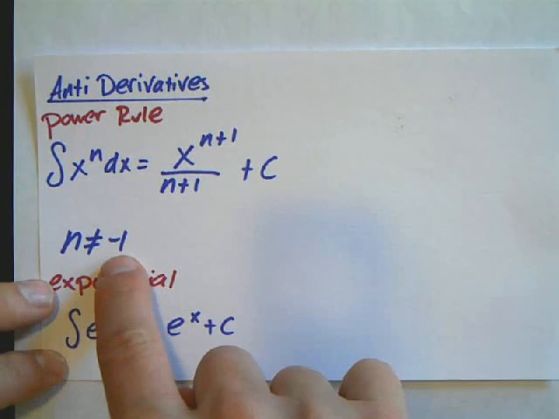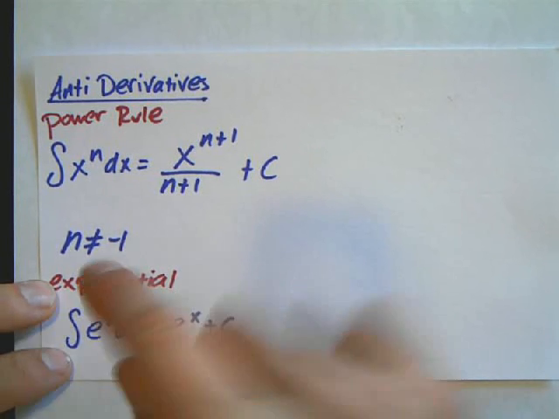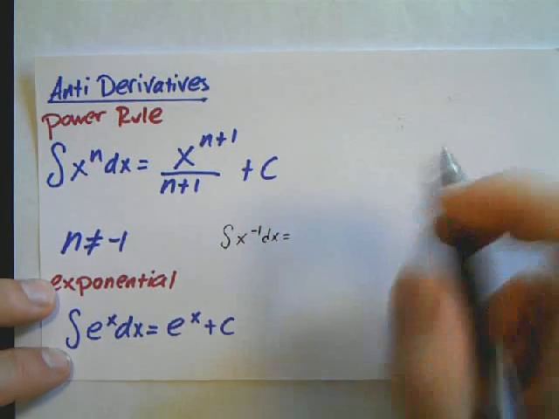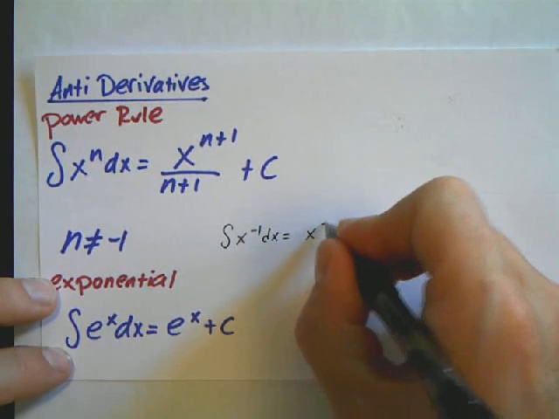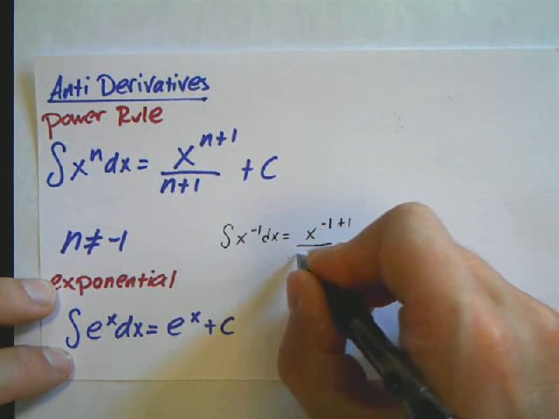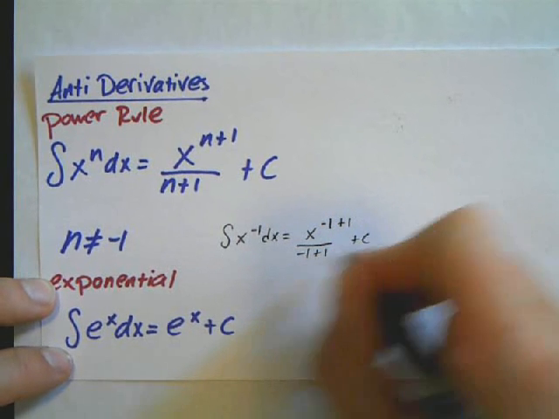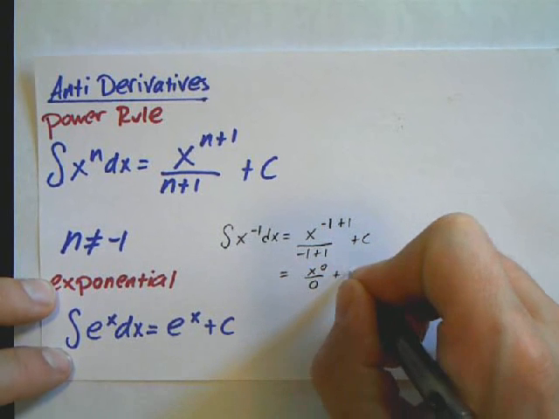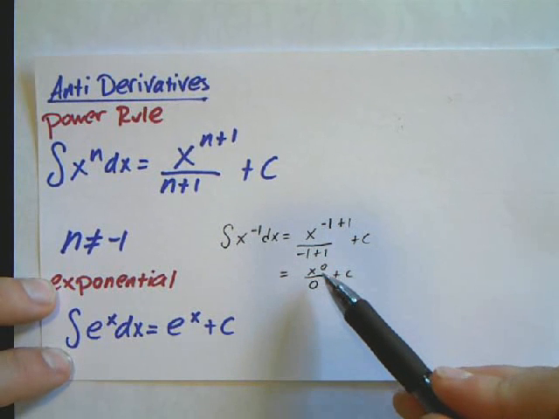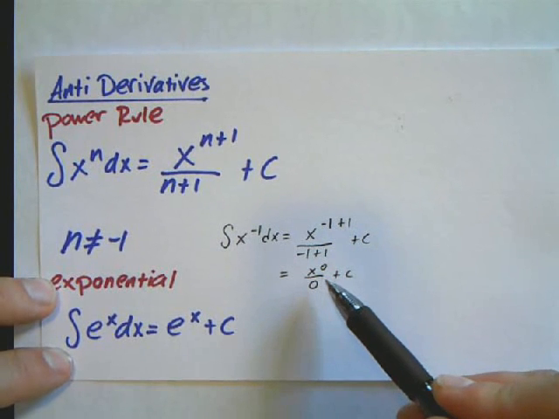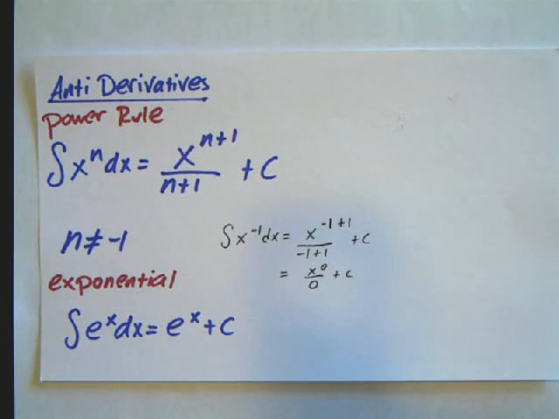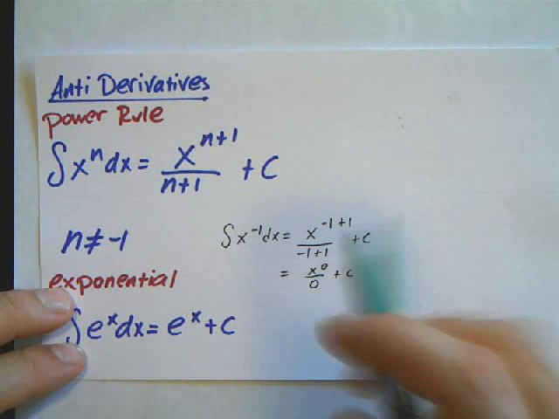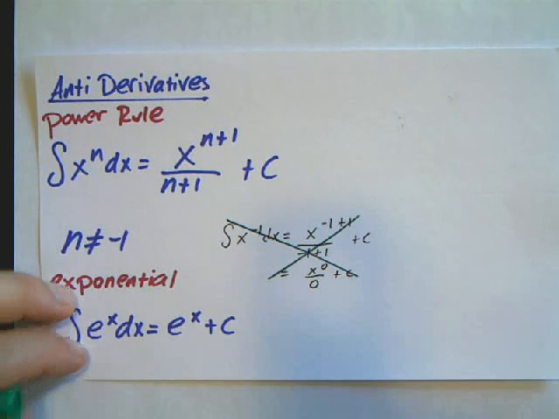Now the reason it cannot work for the power being -1: let's say I try the integral of x to the -1 dx. Well, the power rule says I add 1 to the power, so -1 plus 1, all over -1 plus 1, plus c, which simplifies to x to the 0 all divided by 0, plus c. So really what I would end up with is 1 over 0, which is not possible. That's why I'm not allowed to have the power equal to negative 1, because I end up with a 0 denominator, and that's not possible.